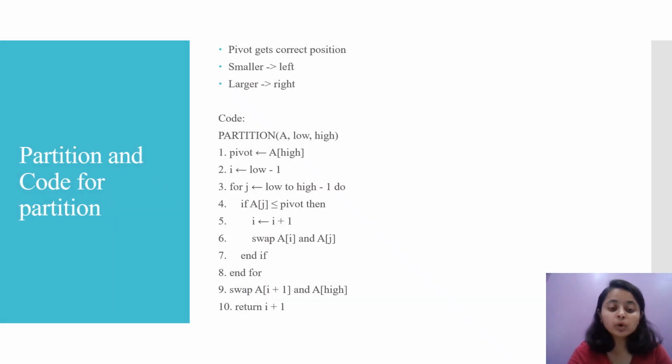Partition and code for partition. Partition is the most important step in quicksort. Here, the pivot element is placed in its correct position. All smaller elements are moved to the left side and all larger elements are moved to the right side. In the code, we take the last element as the pivot. Then we compare each element and swap when needed. Finally, we place the pivot in its correct position.